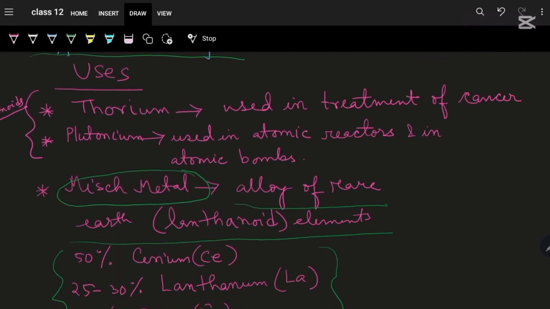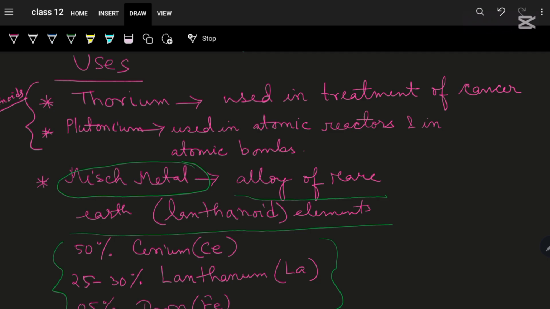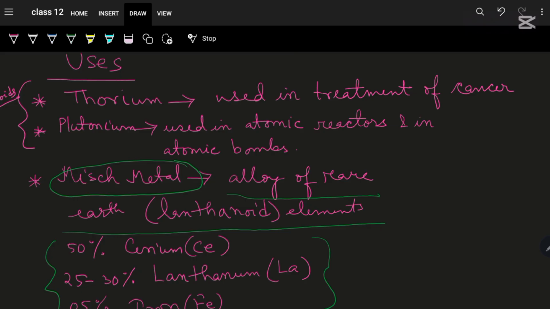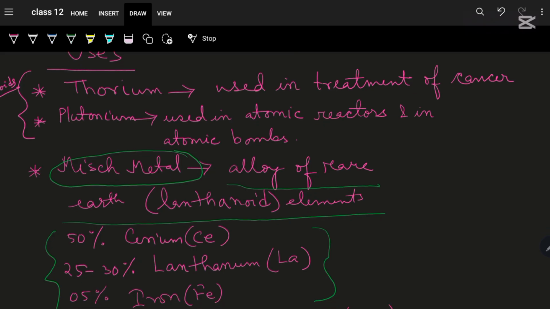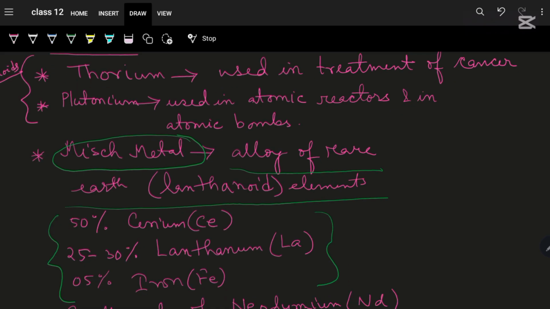Now, there are certain elements which are very useful, like thorium and plutonium of actinoids. Thorium is used to treat cancer. Plutonium is used in atomic reactors and in atomic bombs.